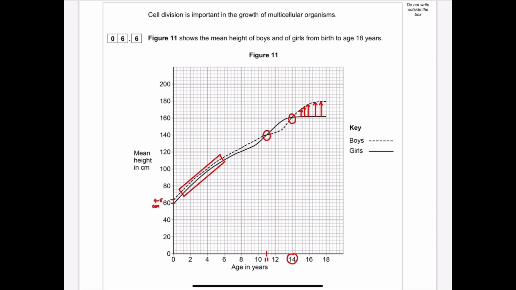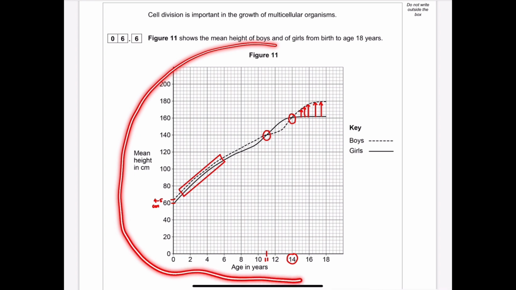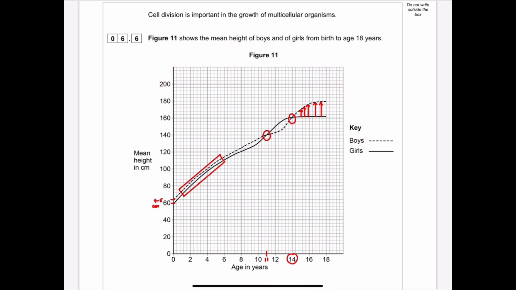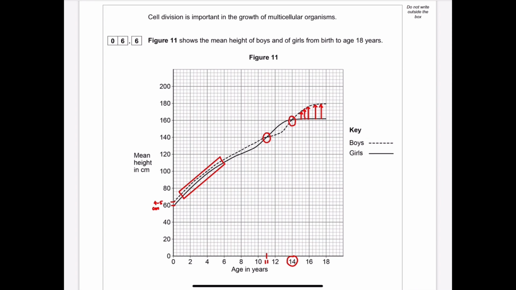The students need to use this figure number 11 and the values given here to answer question 6.6. Compare the growth of boys with the growth of girls. Use data from figure number 11 in your answer. And this question is from mitosis and cell cycle. Let's see the model answer.